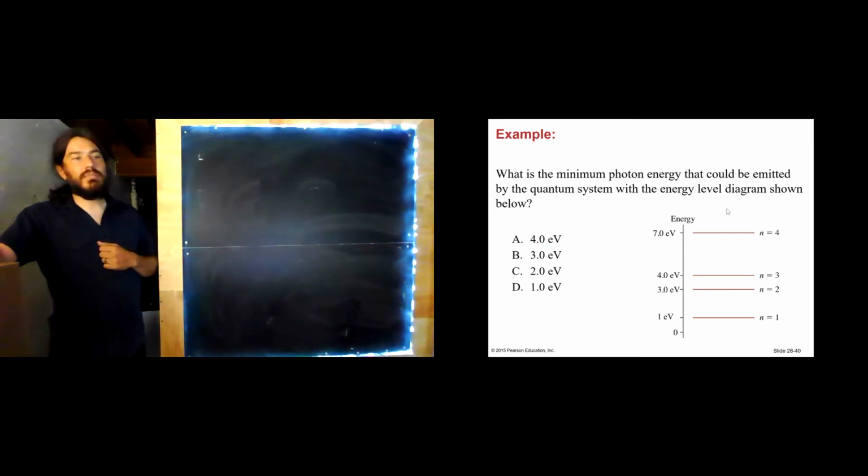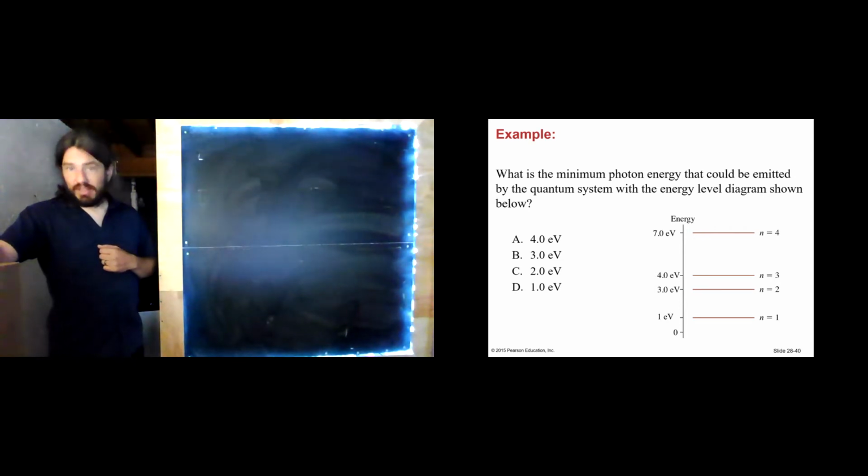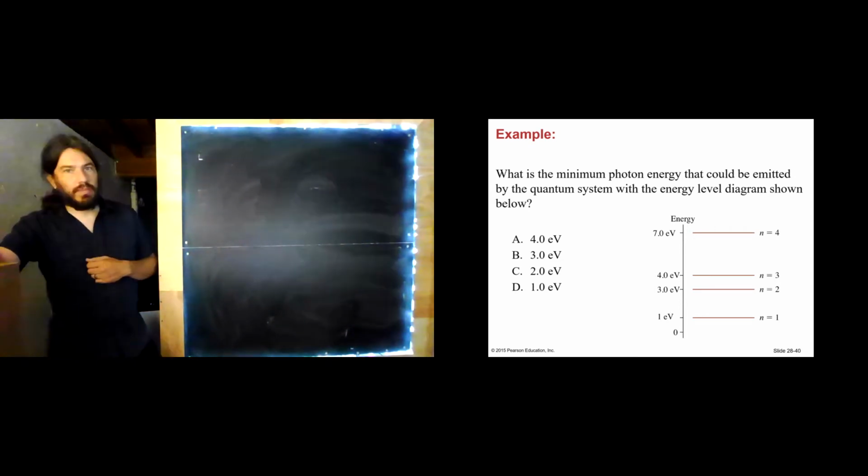How about this one? What is the minimum photon energy that could be emitted by the quantum system with the energy level diagram shown below? So what's the smallest energy? Why don't you think about it, and I'll see you on the other side.